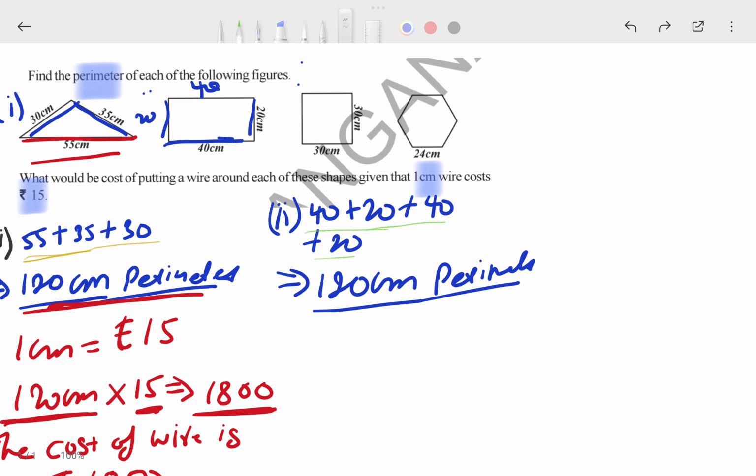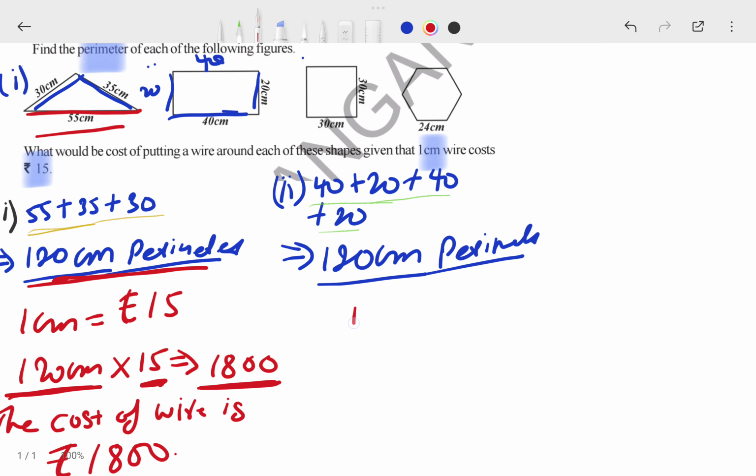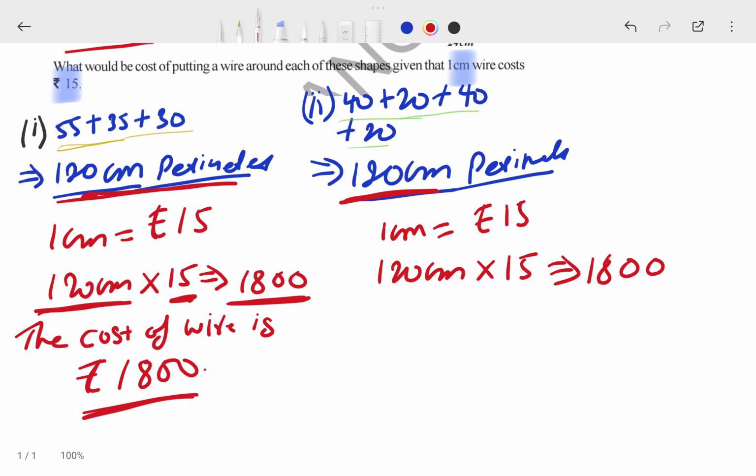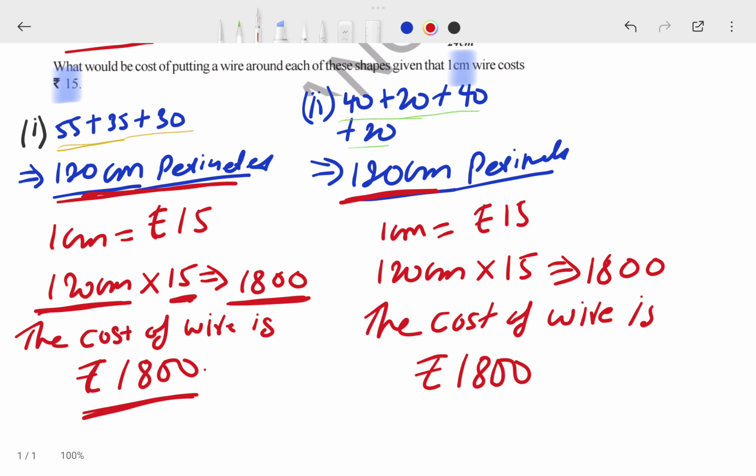Okay, right. So now let's find the price of the buyer. 1 centimeter buyer price is 15 rupees. Okay. So how many centimeter buyer do we have? We have 120 centimeter buyer. Now let's multiply by 15. So if you multiply, then it's going to be how much? 15 times 120, it's going to be 1800. So the price of buyer is how much? Here I am writing the cost of buyer. The cost of buyer is rupees 1800. Okay, is it clear?